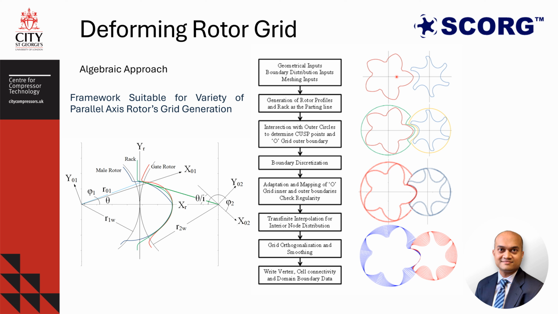These profiles are then split into two O-grid domains, and the method used here is to first calculate a rack line, which is indicated as the partitioning line here. Once the two domains are available, the boundaries are first mapped. At this stage, the topology can be distinguished as rotor to casing or casing to rotor. Once that is regularized, you can generate the 2D mesh and then assemble it together to form the 3D mesh.